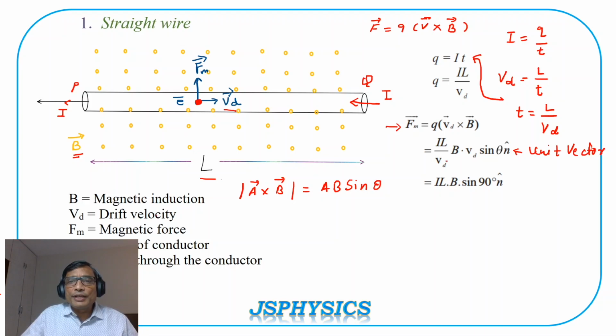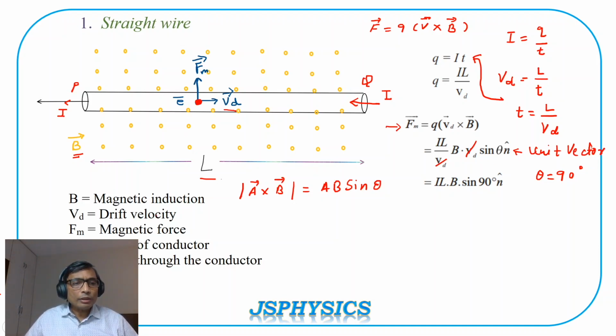Now in this case Vd gets cancelled, and now I can write the force acting on the conductor is given by ILB sine 90 into n cap. Why 90? Because theta is equal to 90 here. As the direction of magnetic induction is outward, the conductor is kept horizontal, the angle between them is 90, and that's why we have placed the value of theta 90 here.